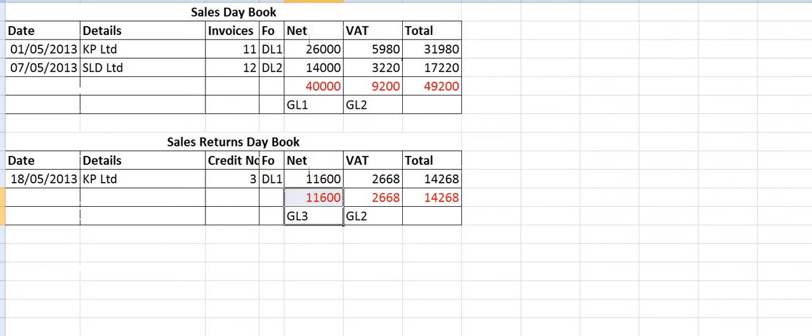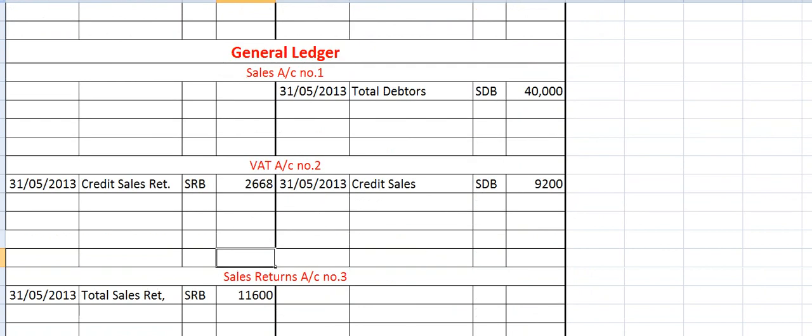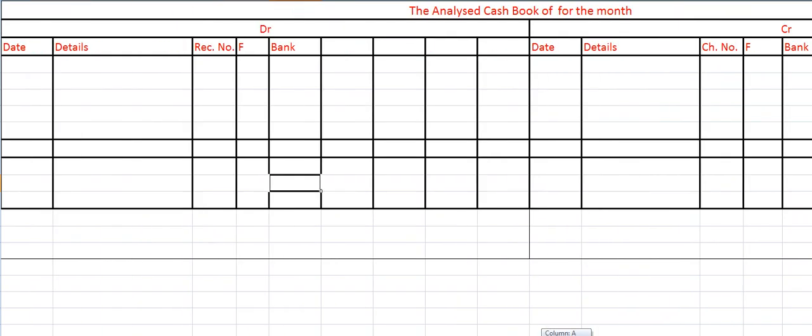I have done my daybooks and I've posted the figures to the ledger, and every debit has a credit in the ledger. Part B then says record the following bank transactions for the month of May 2013 in the analysed cash book of Oxo Limited. Post relevant figures to the ledger account. So the analysed cash book here, two sides. Left hand side is debit, right hand side is credit. Money coming in goes on the debit side, money coming out goes on the credit side.